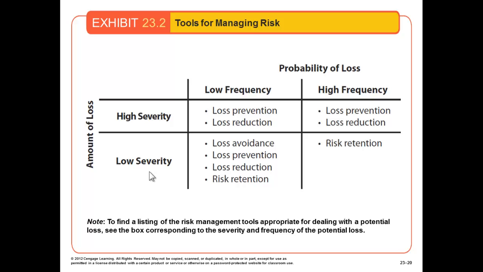On a low-cost situation, if it's high frequency, I may just retain that risk. If it's a high probability of occurring, I may just live with it and cover it if it should occur. If it's low frequency, it means it's got a low probability of occurring. I may retain it, or I may just try to develop programs to keep it from happening altogether, or to reduce the cost of the loss.